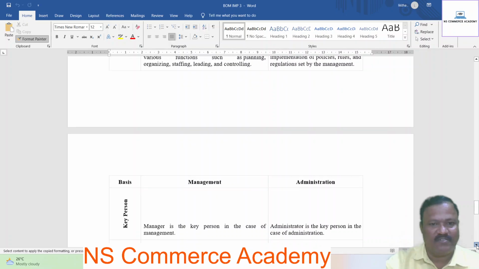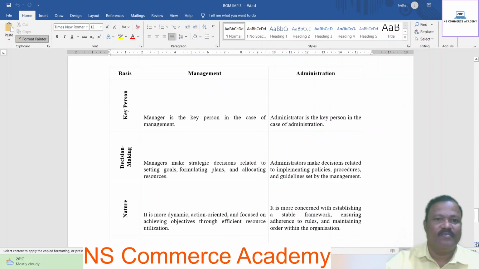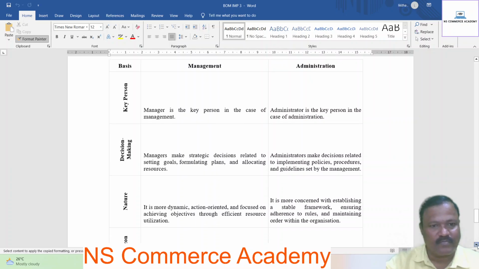Next, basis. Manager is the key person in the case of management. Administrator is the key person in the case of administration. Next, decision making. Managers make strategic decisions related to setting goals, coordinating plans, and allocating resources. Administrators make decisions related to implementing policies, procedures, and guidelines set by the management.